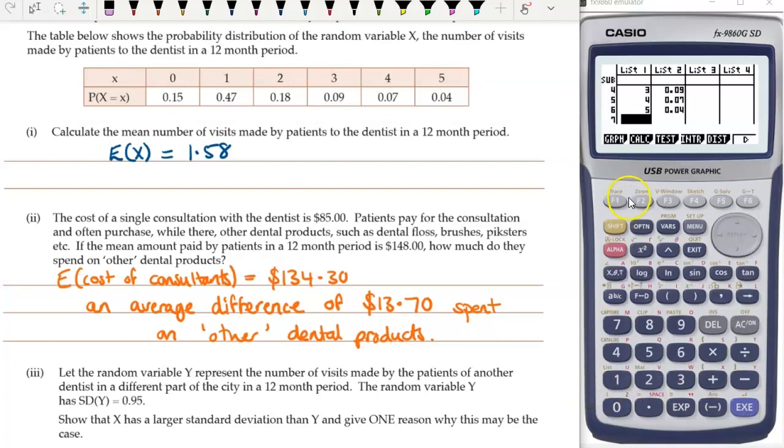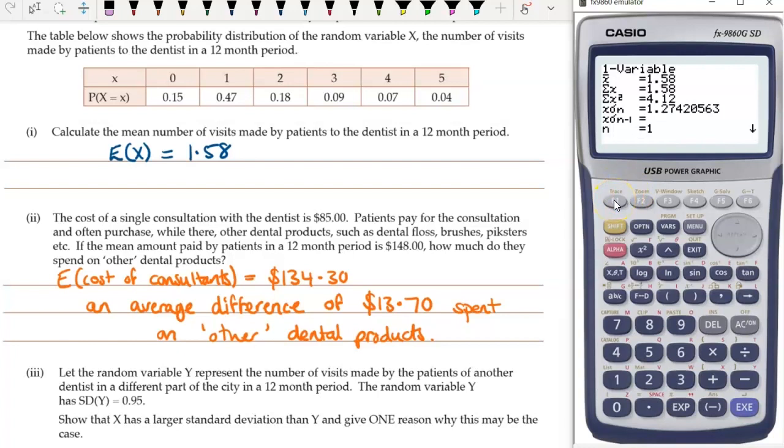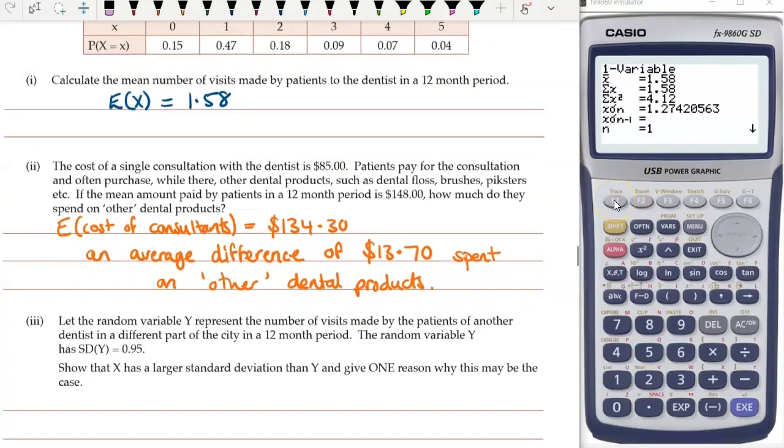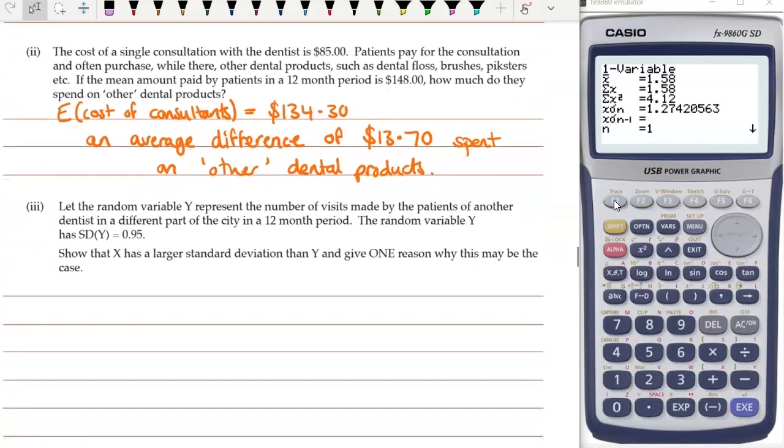But if you've got it already set up in your table, then you can just go to your calculations menu on one variable, and we can then go and find what we're looking for. Now, looking over at the list of calculations that are given to us, you just need to be able to recognize which one is standard deviation.